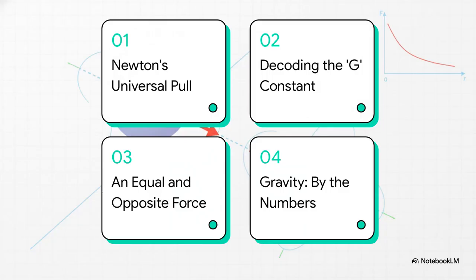All right, here's our game plan for this explainer. We're going to start with Newton's big idea of a universal pull. Then we'll get into the weeds of that mysterious gravitational constant, G. After that, we'll actually prove that gravity is always an equal and opposite force. And finally, we'll crunch some numbers to see it all in action.